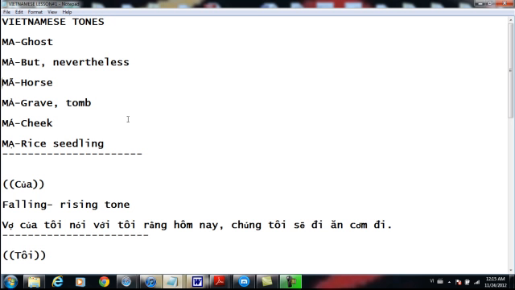The next one, ma, that means horse. Okay. But this tone doesn't exist in Mandarin. And then the next one, ma, that means grave or tomb. Now, this doesn't exist in Mandarin either, but if you study Hmong, you will notice that this tone is the same as the G sound in Hmong, okay?